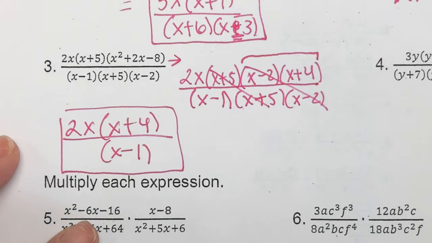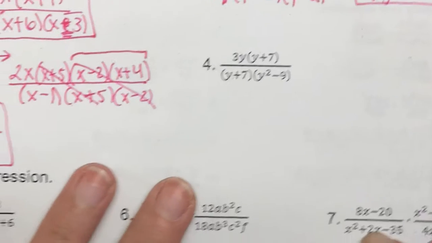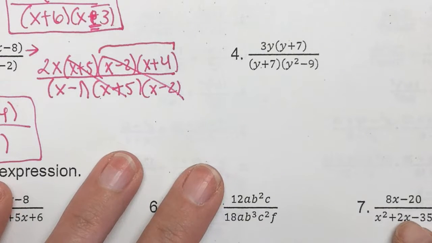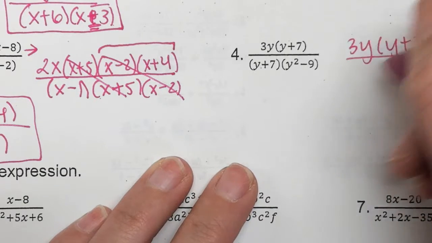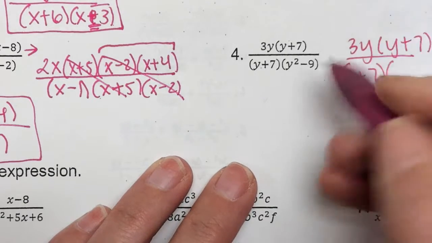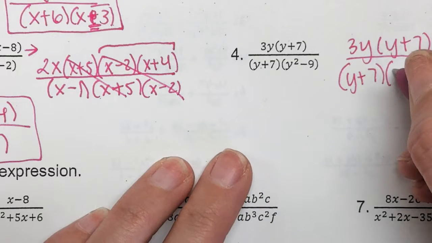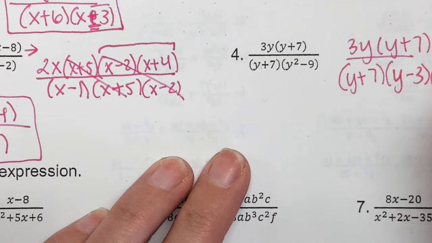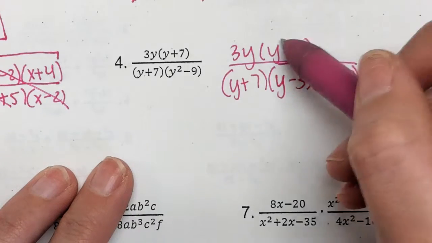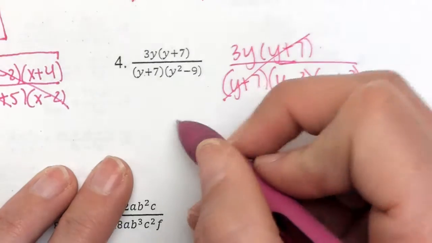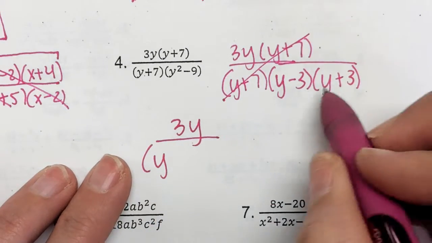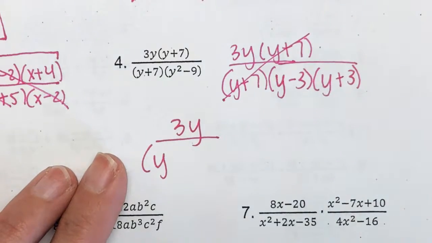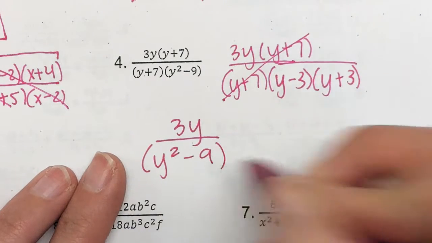All right. Haley, on number 4, is there anything I can factor? Good. Anything on top we could factor? All right. So I'm going to leave the y plus 7 alone. What is y squared minus 9 factored? y minus 3, y plus 3. Very good. Also, anything we can cancel out? All right. So Jace, what's on top? 3y over y squared minus 9. Yes. You could either leave it as y minus 3, y plus 3, or he said that's the same thing as what? y squared minus 9.